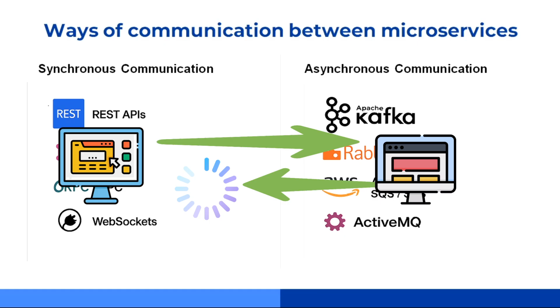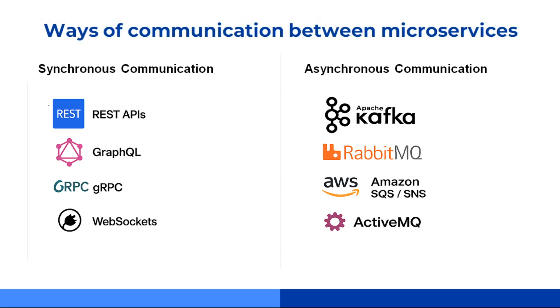Think of it like making a phone call. You ask a question and you wait right there for the answer. For example, a user service calls an authentication service over a REST API to validate login credentials. It cannot proceed until it gets a response, either success or failure. This type of interaction usually happens through technologies like REST APIs, gRPC, or WebSockets.